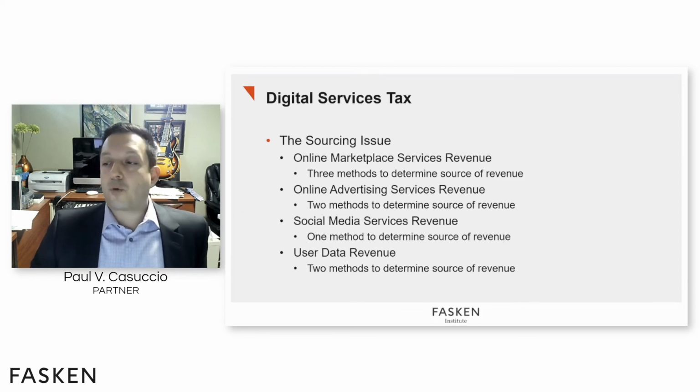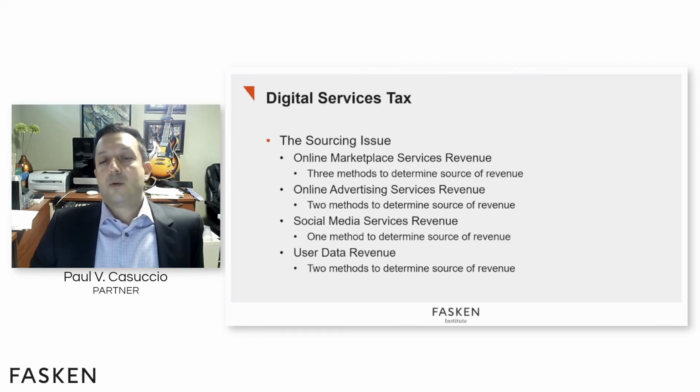And finally, for entities that earn user data revenue, there are two methods for determining the source of that revenue. Where the revenue can be traced to the user data of a single user, and that user is located in Canada, of course, the revenue is going to be deemed to be sourced entirely in Canada. In contrast, where the revenue relates to a set of data collected for multiple users, the revenue is going to be sourced in Canada, again, based on a percentage, in this case, of those users to whom the data relates, the percentage of those users that are located in Canada.